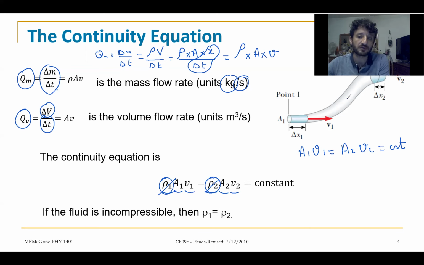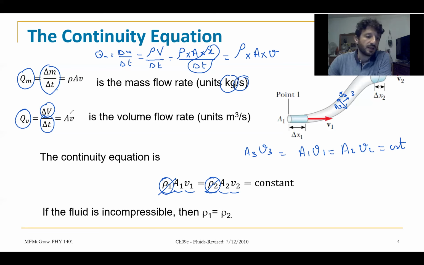If I take a point here with a cross-sectional area A3, and here we have the velocity V3, so we can say A3 V3 equals A1 V1 equals A2 V2.